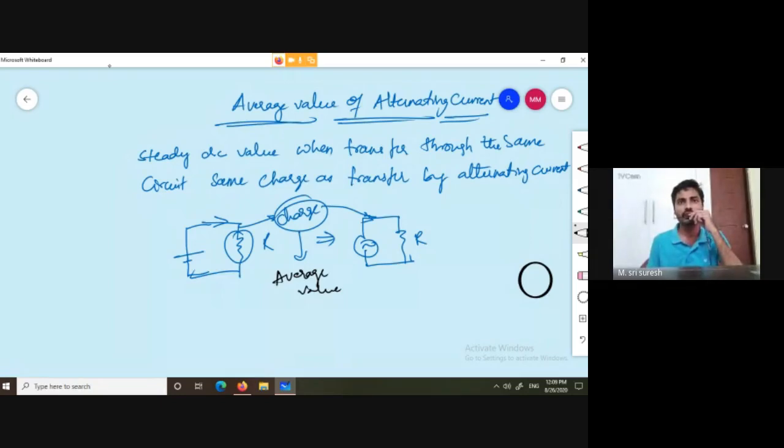So a steady DC value, when transferred across the same circuit, gives the same charge as transferred by the alternating current. That represents the average value. If you connect a resistor to a DC source, how much charge is produced by the DC source in that circuit? If the same circuit is connected to an AC source, the same charge as through the DC source is transferred by the alternating quantity. That type of value is called the average value. So this is the definition of average value.